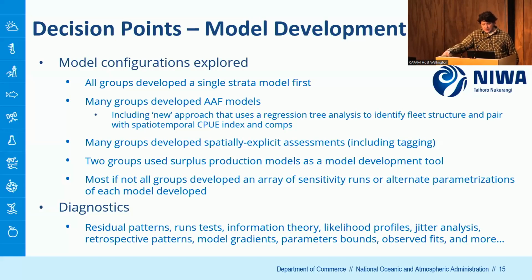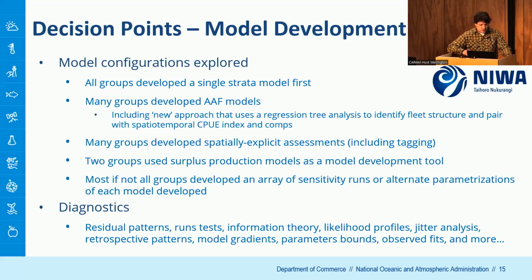Many groups also developed spatially explicit assessments, including the use of tagging data. A couple of groups used simpler models as developmental tools, as decision points along the way to test some of their early assumptions, to see if they're getting things relatively in the right direction before adding complexity. Most, if not all, the groups developed sensitivity runs, did some alternative parameterizations, alternative models to hone in on their general approach.